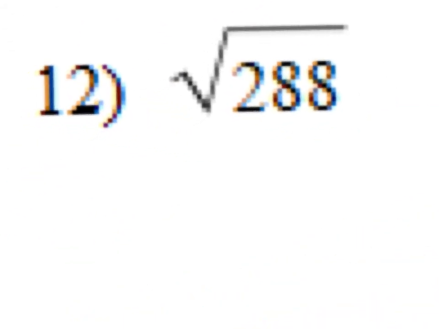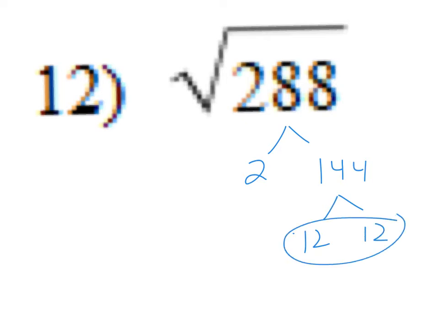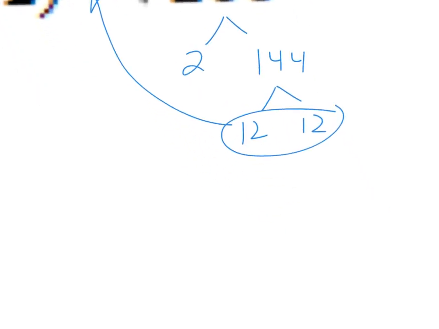Okay, number 12 here. I'm going to break this down to 2 and 144. Now, I know 144 goes to 12 and 12. So I'm going to go ahead and pair up and move out those 12s. Okay, again, if you didn't notice that, no big deal. So let's say you did like 2 and 6, 2 and 3. Same thing here, 2 and 6, 2 and 3.